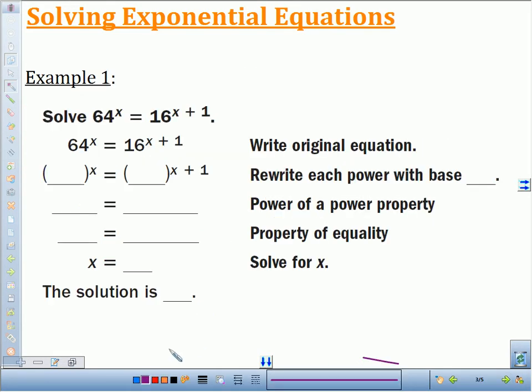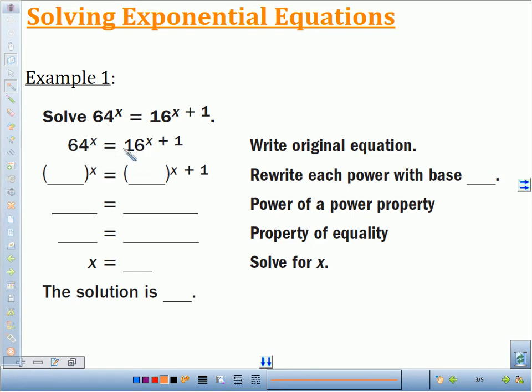Okay, so we want to solve example 1. The equation 64 to the x power equals 16 to the x plus 1 power. Now, we do have a term with an exponent here and a term with an exponent there. But what we don't have are two terms with the same bases. So our first job will be to rewrite each one of these terms so that they have the same base.